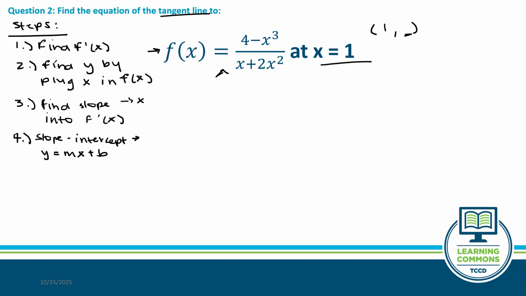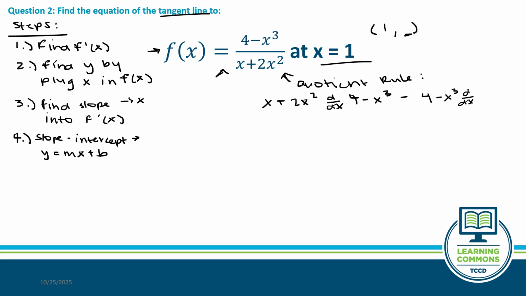Okay, so I am going to start with finding my derivative. This is a quotient rule. So you already know the drill. So low d high minus high d low, all over low squared.